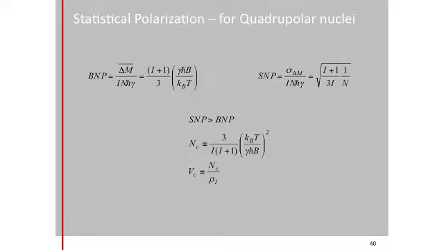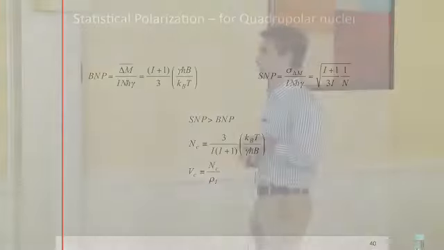You can define some Boltzmann polarization from the expressions I gave before. So you can define some statistical polarization, and you can ask yourself, when is this important? When is statistical polarization larger than Boltzmann polarization? And you get some critical number. So below this critical number of spins, Boltzmann polarization is no longer a large signal. Statistical polarization is larger. And you can also equivalently, just using the density, turn this into a critical volume.